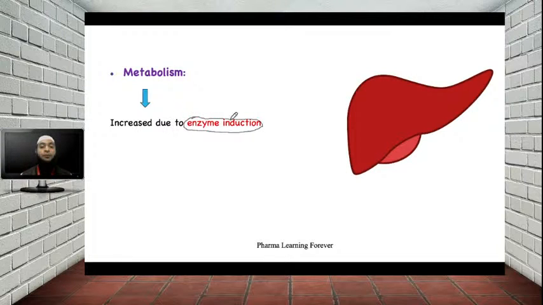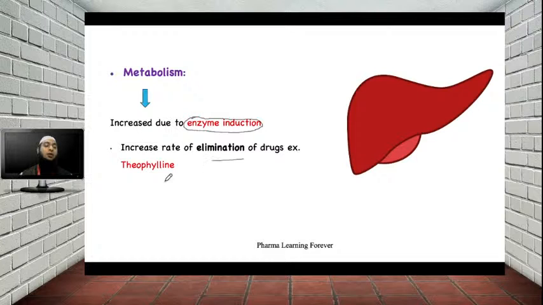And now what happens due to enzyme induction? Due to enzyme induction, there is an increase in the rate of elimination of a few drugs like theophylline. So those drugs which are metabolized by the enzymes which are induced in pregnancy, their rate of elimination is increased. I have just quoted the example of theophylline. Likewise, there are many drugs where the rate of metabolism as well as excretion is increased in pregnancy, especially due to enzyme induction.